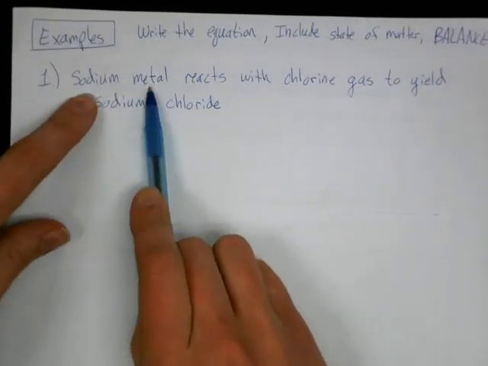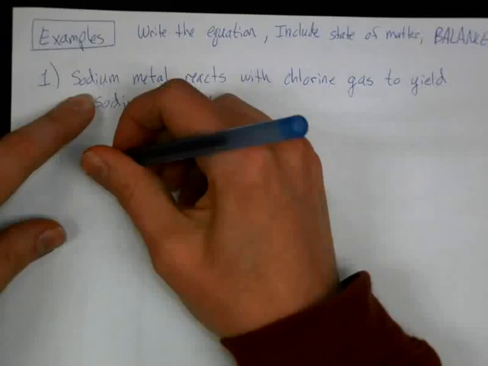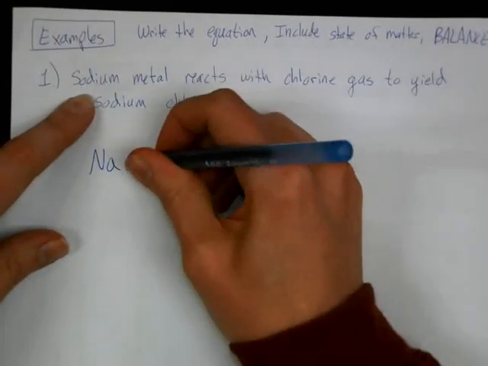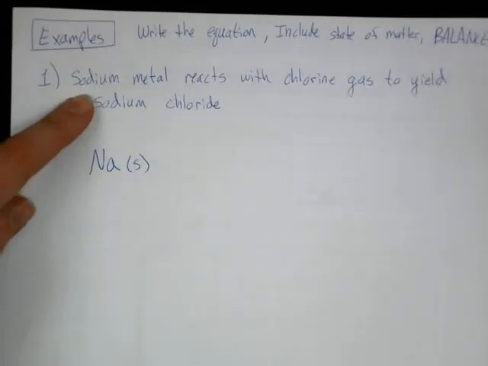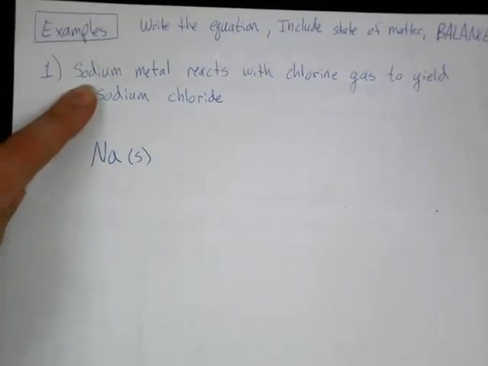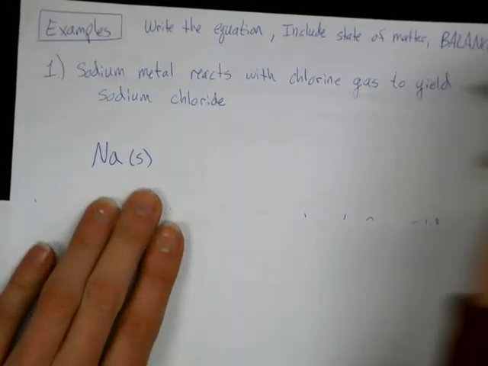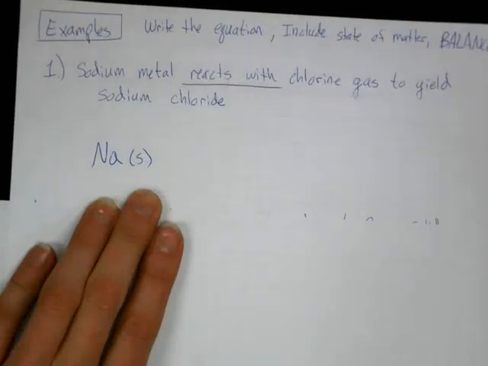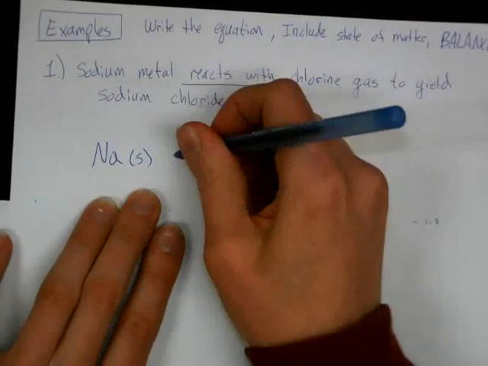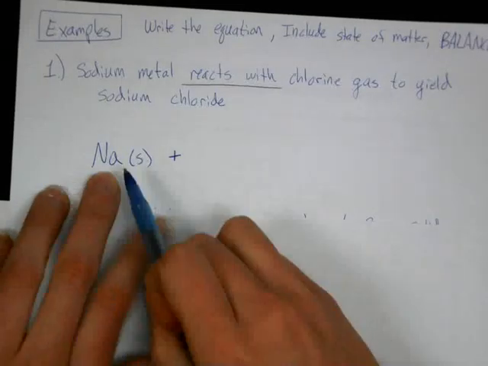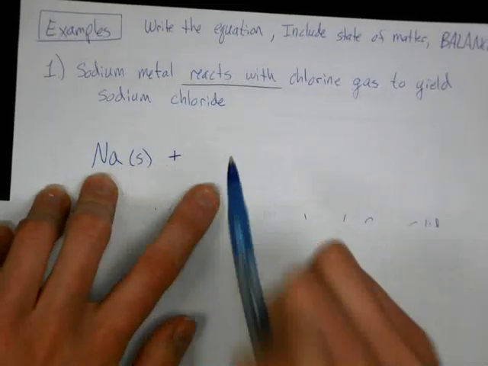All right, let's start from the top. Sodium metal. Sodium is Na. Metal means that it's probably going to be a solid. There's only one liquid metal, and it's mercury. This is sodium, so let's make it a solid. It says reacts with. So I'm going to put my plus sign because we have something reacting with something else. We saw that on our first slide of notes.